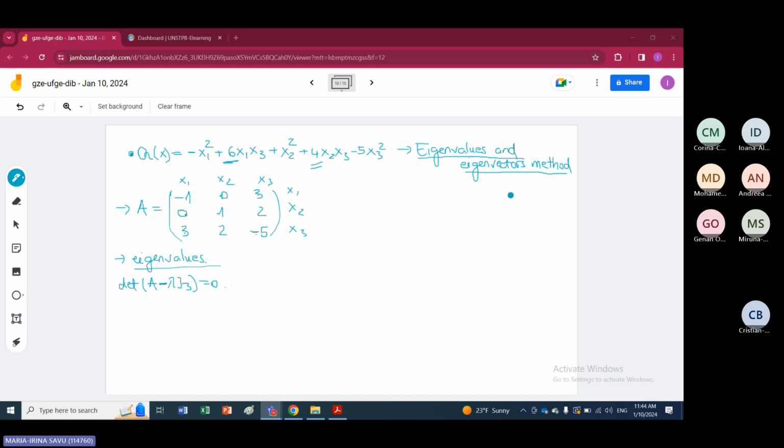Have you found the eigenvalues? Not all of them, but... Okay, let's see what you have until now. So you have that determinant, if I compute it correctly, it's minus lambda, minus lambda minus 1.